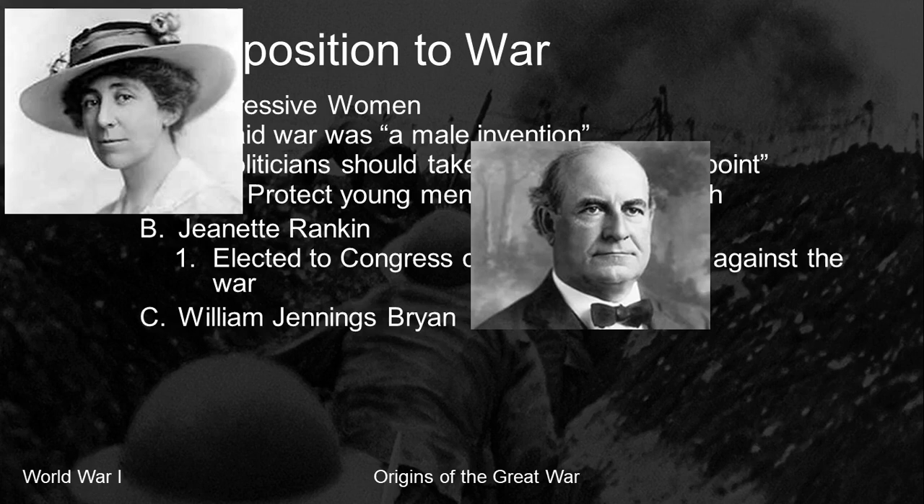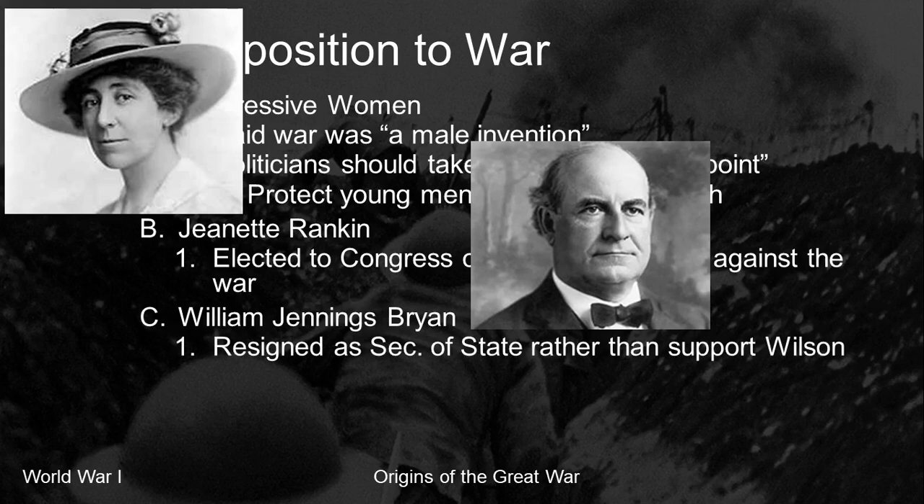William Jennings Bryan, who we have talked about over and over again, we last saw him as Secretary of State for Woodrow Wilson. William Jennings Bryan resigned in protest in 1915 as he saw Wilson moving, he believed, closer and closer to war. And Bryan said he would not work for an administration that would move toward war.